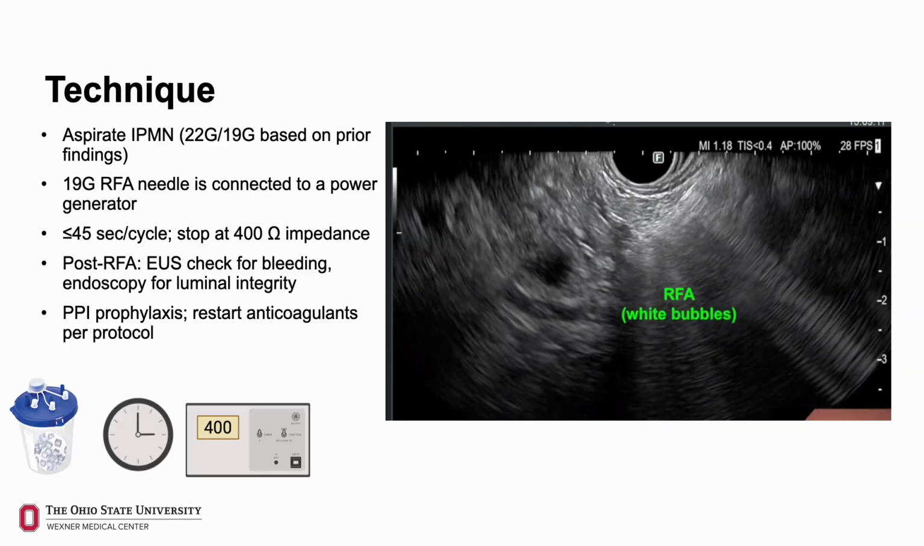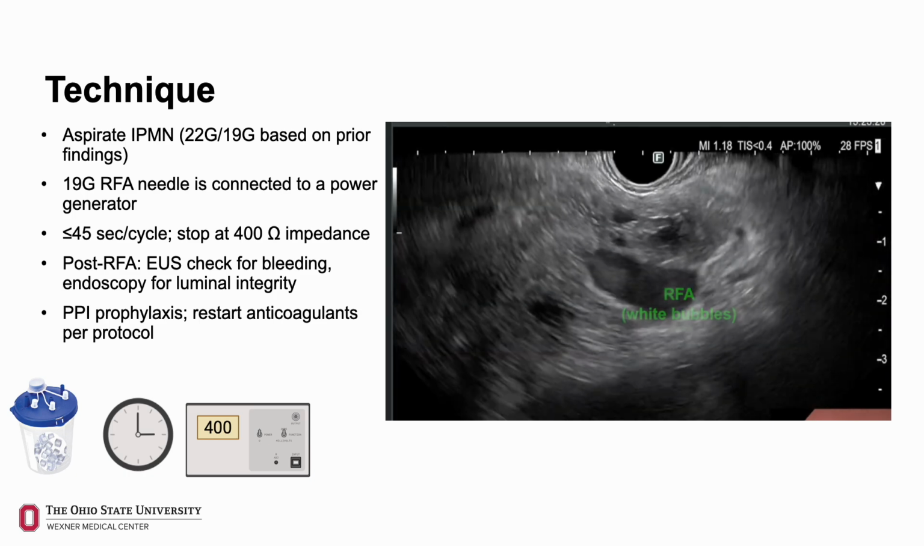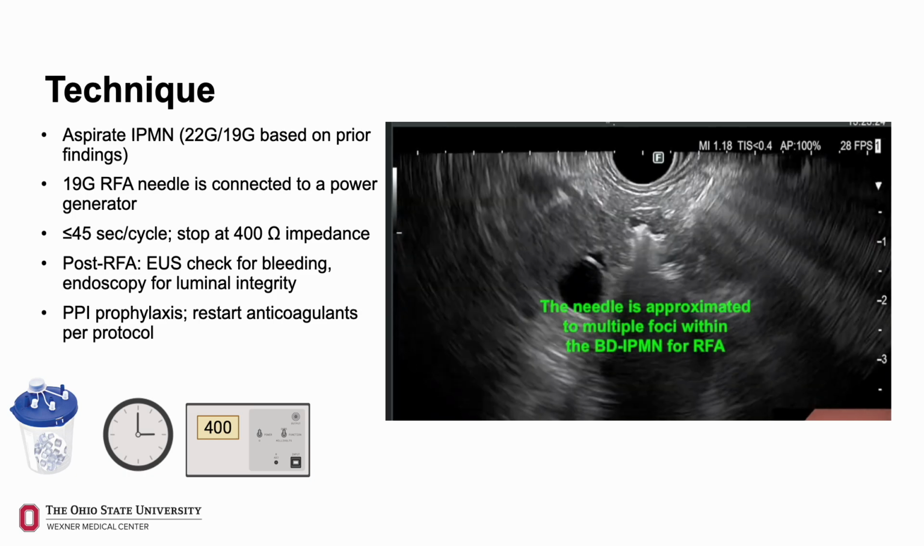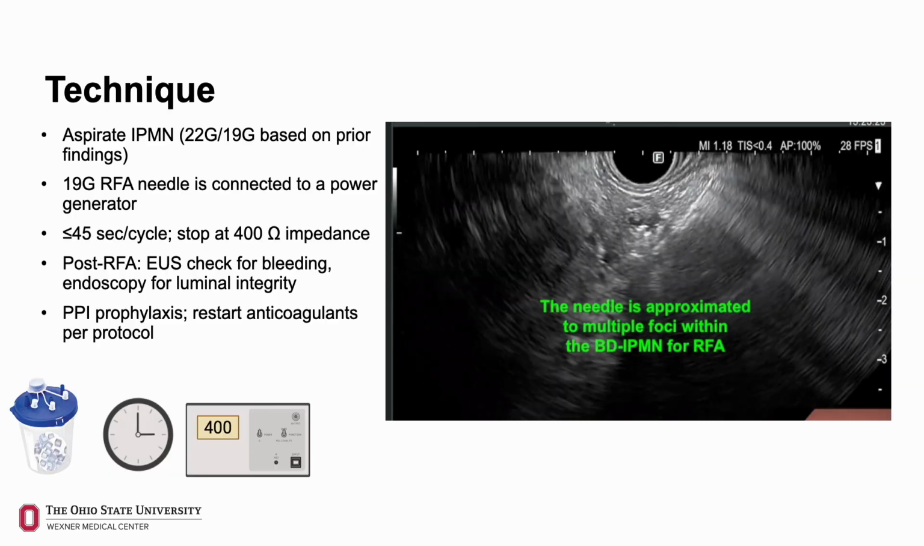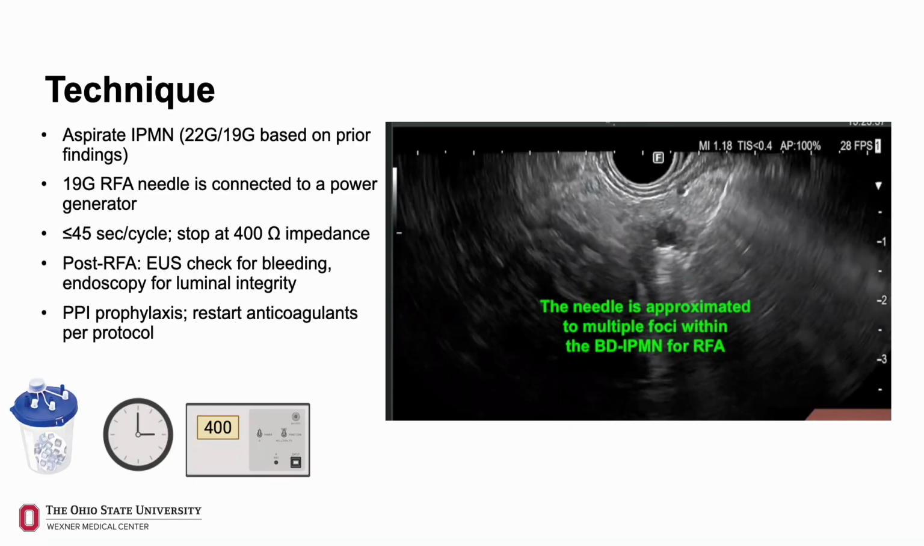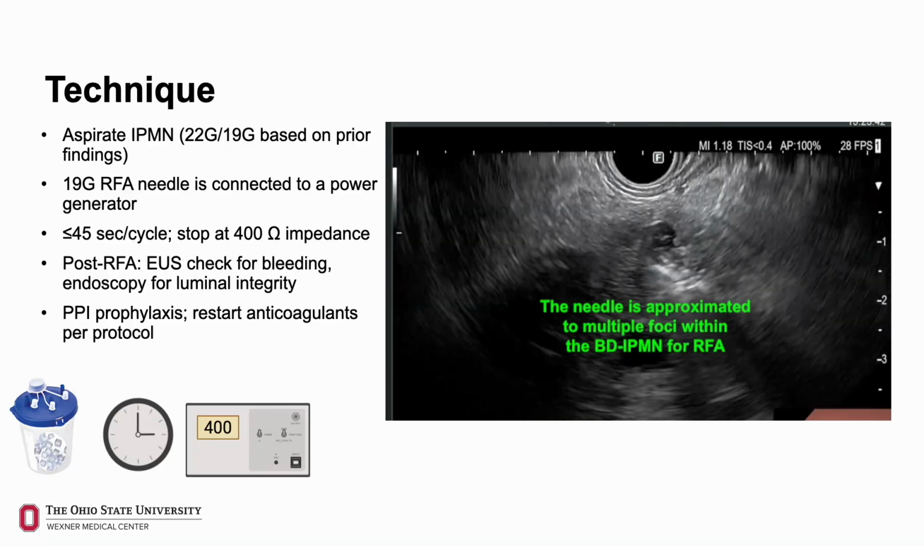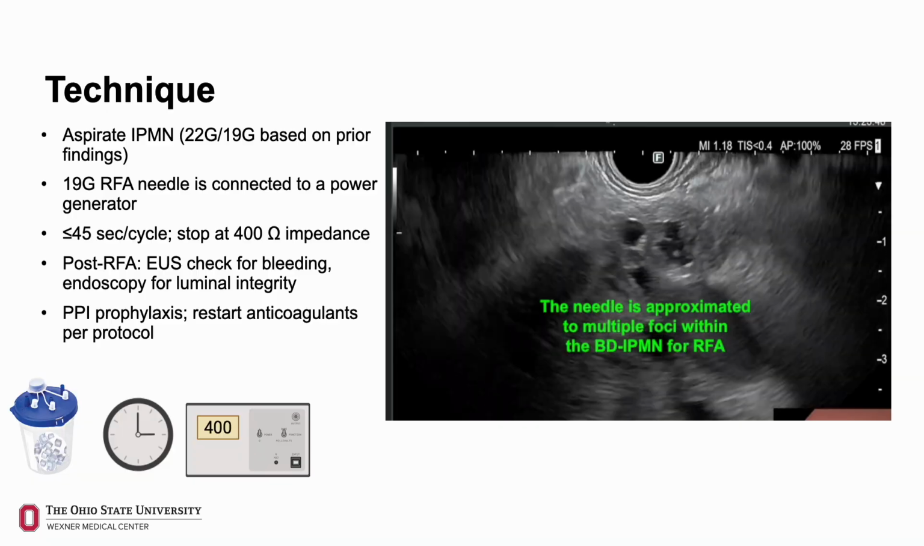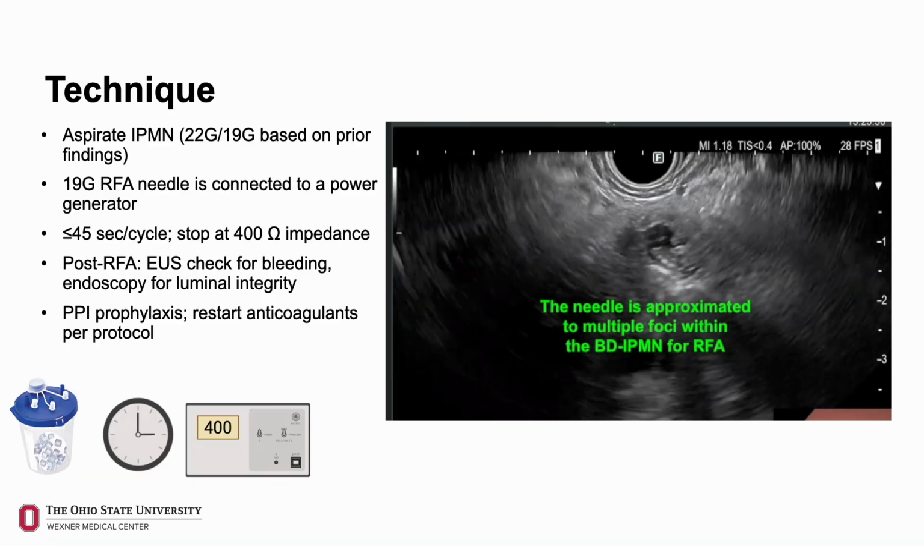The indicator is that if there's a spike in the impedance, then we stop, or we let it go till 45 seconds. After ablation, it's important to examine by EUS, and also the point where the needle went in with the scope. You can use the same linear scope to examine that mucosa over there.